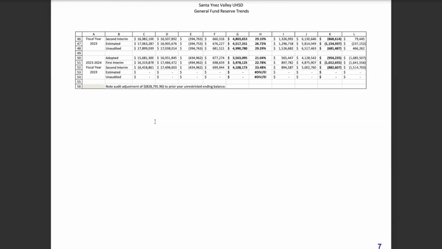And you can see if you look in column K on this page, the deficits in column K are close to $1 million projected for this year, meaning the district is taking in $1 million less than spending. So that's something that's going to have to be fixed.